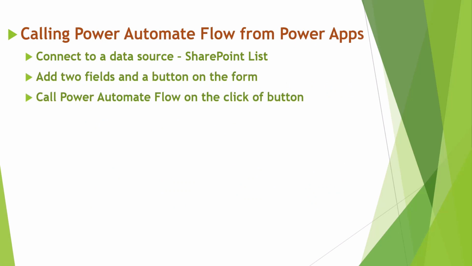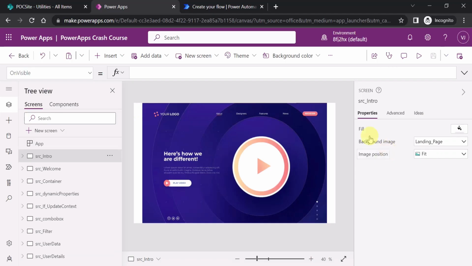Basically in this video we are going to see how you can connect to a data source. I will be using a SharePoint list as a data source. I will add two fields on the Canvas app screen and a button. And then I will call a Power Automate flow on the click of a button. So let's see this in action.